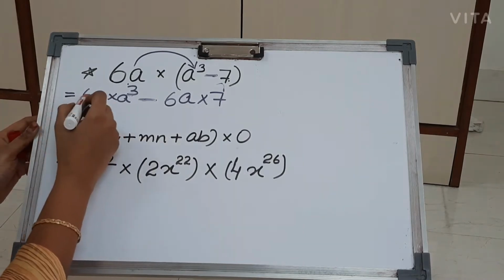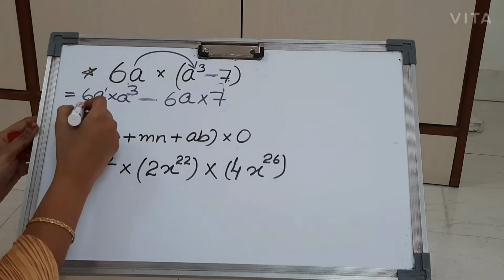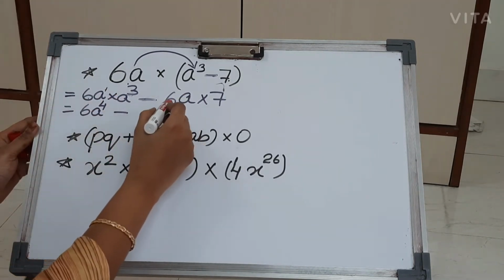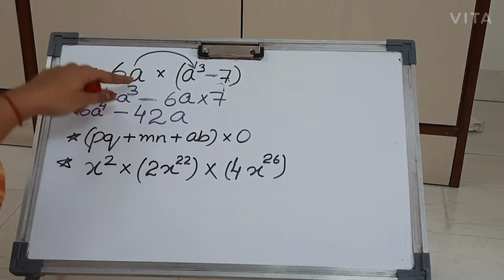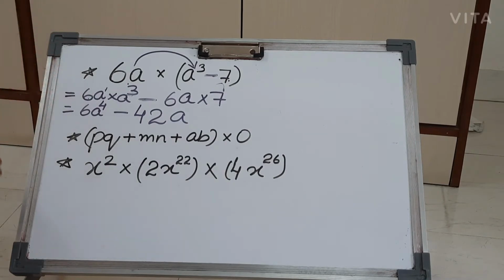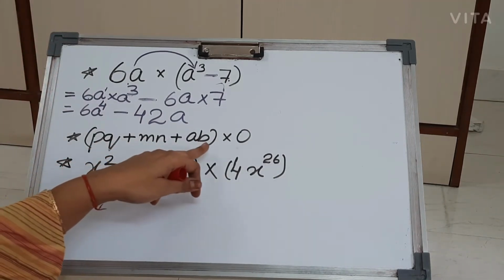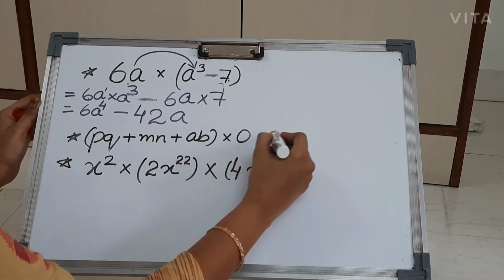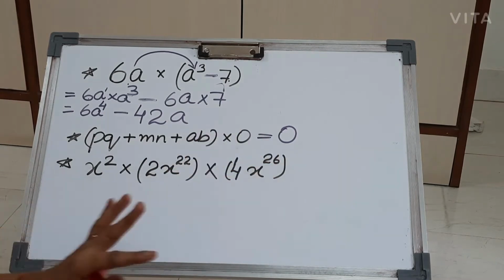Now what will be the answer? Again 6a. Here it is 1. So 1 plus 3 is 4. So 6a to the power 4 minus 6 sevens are 42a. So this is the answer for this question. Now the next question is p cube plus mn into ab multiplied with 0. So we know anything multiplied with 0, the answer is always 0. Whether it be the algebra chapter or any chapter, anything multiplied with 0 means 0.